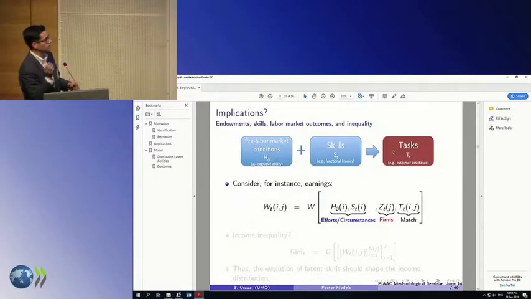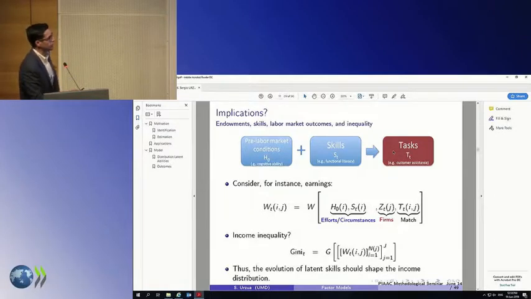So you have these three components. The first one is what has been labeled in the literature as efforts and circumstances. This is something that the individuals bring into the firm. Then the firm components, and then the product of the matching between these two dimensions. So at the end, what we do when we compute, for example, a Gini coefficient in period T, well, we combine firms and individuals. That's what we observe, right? But if you think of wages as the combination of the three components, well, the evolution of these latent skills, which probably define your pre-labor market conditions, your endowments, your skills, and your tasks, will be shaping the income distribution. That's the next step.